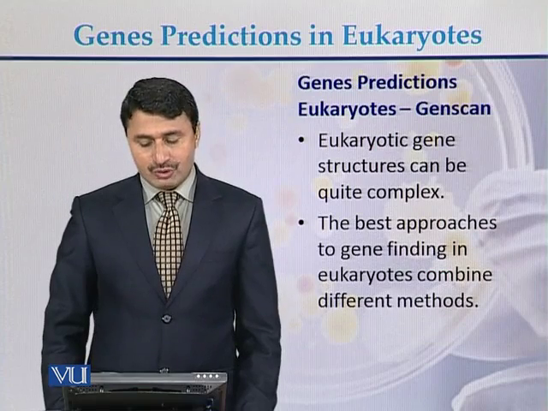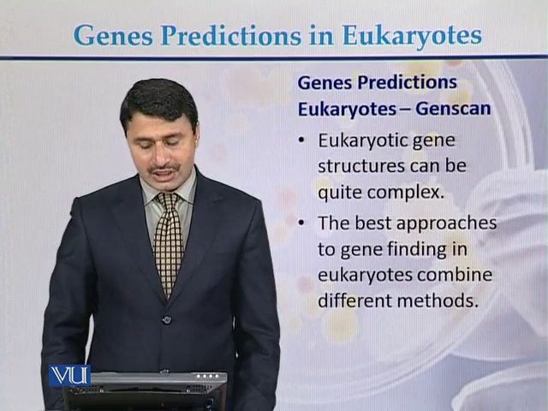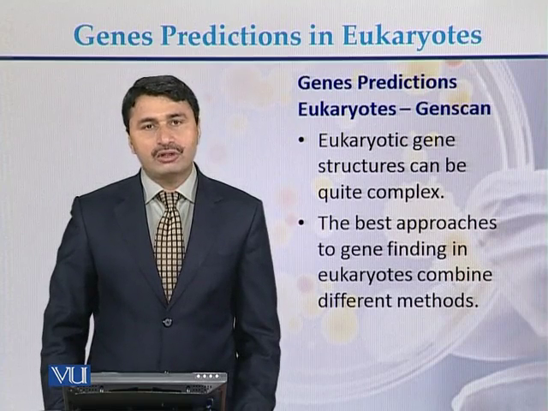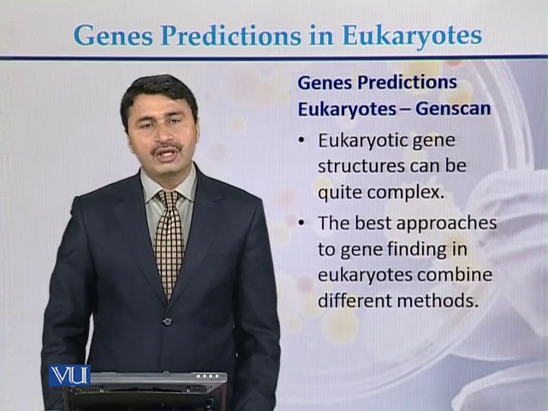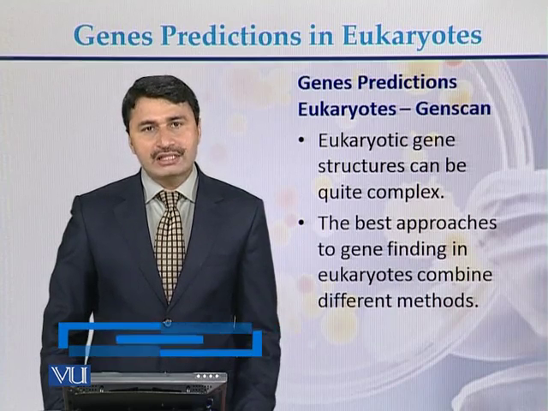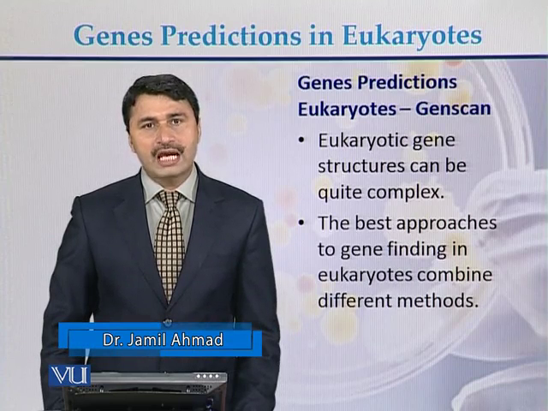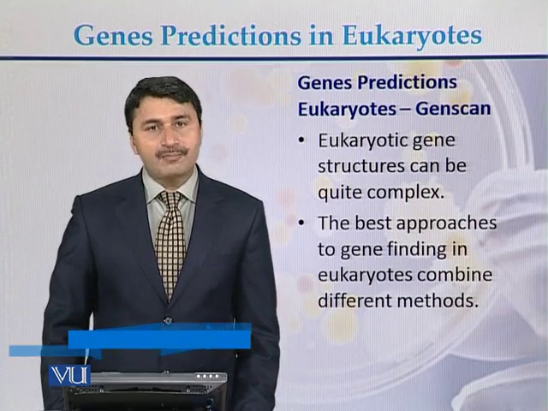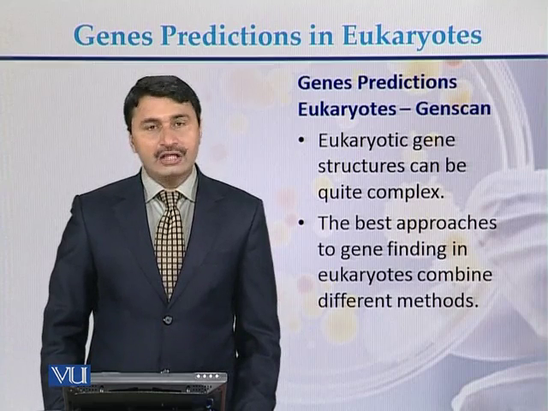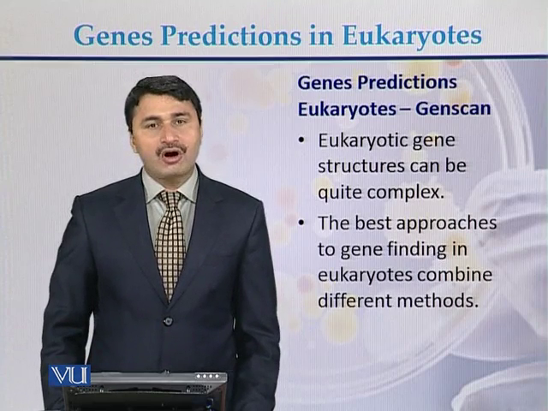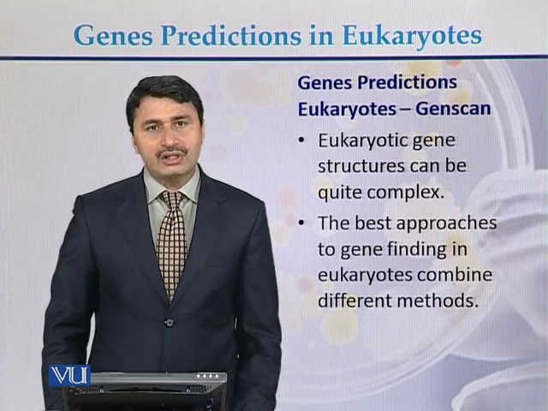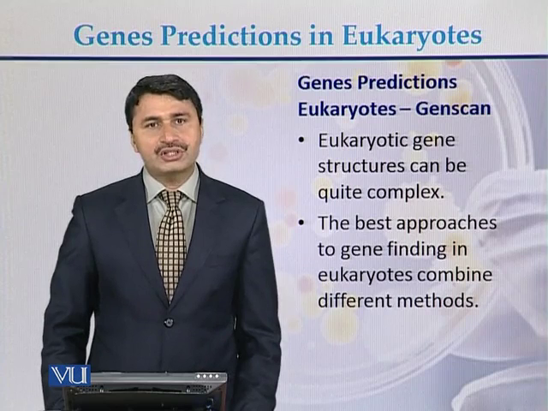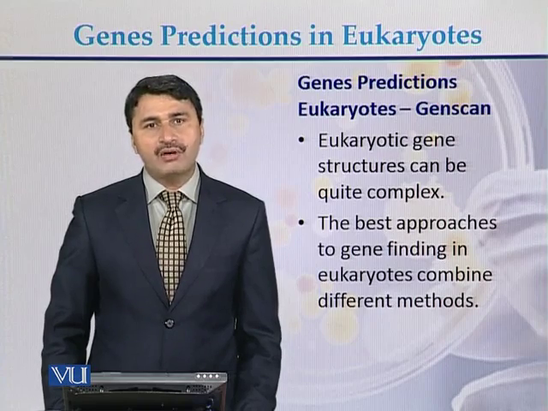So, gene prediction, eukaryotic GENSCAN. Eukaryotic gene structure can be quite complex, as we know there are exons and introns. In addition, there are other sequences present along with the genes, which can be promoter sequences, enhancers, and silencers. The best approach to gene finding in eukaryotes is a combination of different methods. So for gene predictions in eukaryotes, more than one tool can be used for the prediction of the genes.